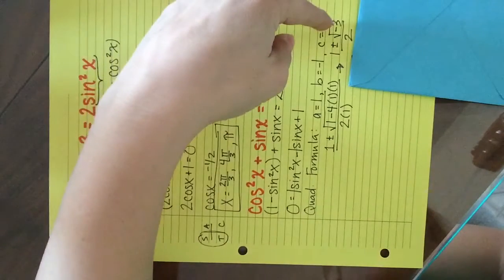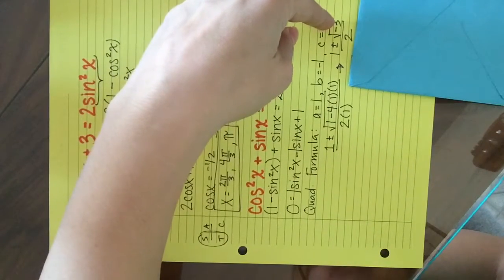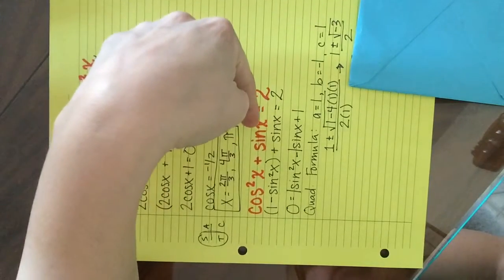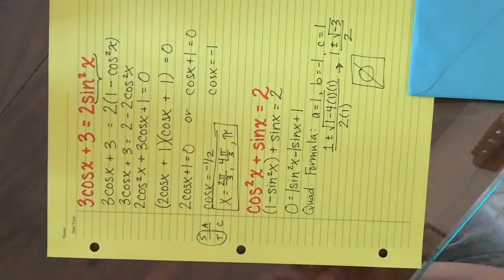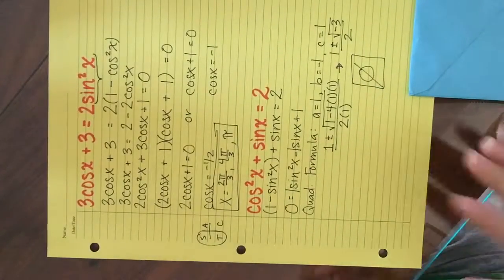You got a negative underneath your square root. That means you're going to have an imaginary number. But you cannot have an imaginary number when you're dealing with a trig equation. So, if that's not possible, that means for this equation, there is no solution. Your assignment is going to be a worksheet.